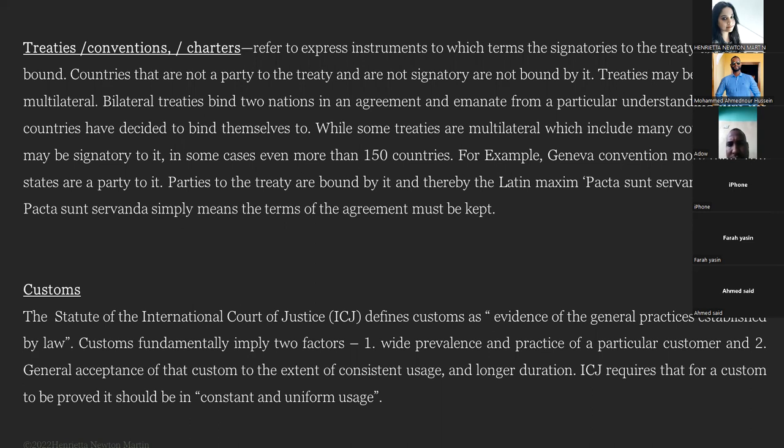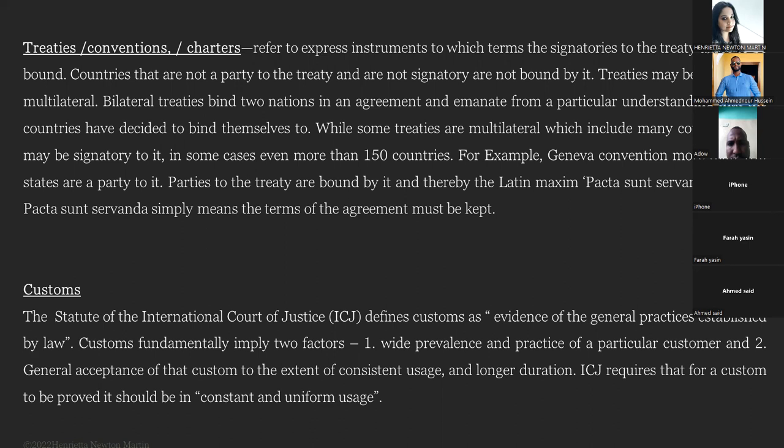So treaties are drawn up. They are kind of agreements. They have covenants in them. They are an agreement or an arrangement between nations who agree to follow a particular protocol. So they are kind of legal instruments, and the parties who sign the treaty are called the parties to the treaty, or the signatories to the treaty. They agree to be bound by the treaty.